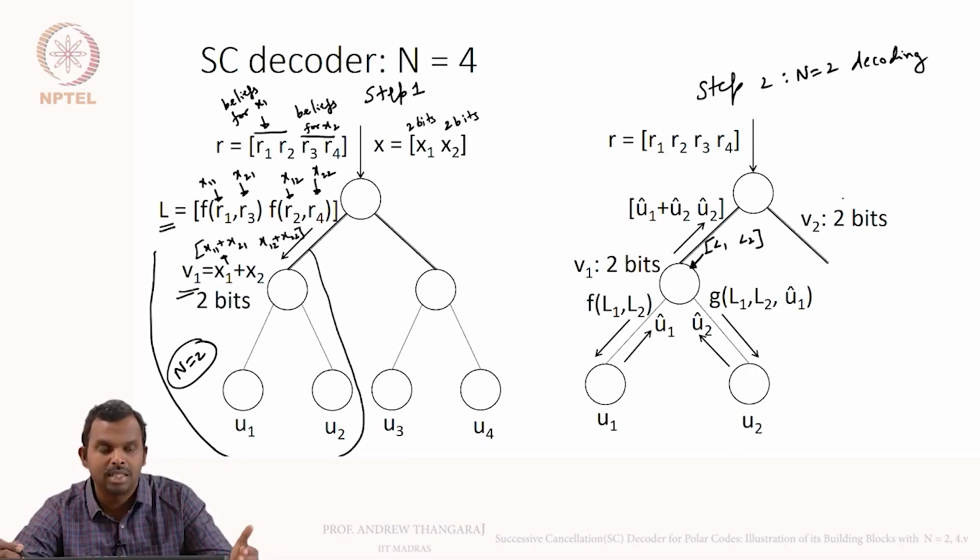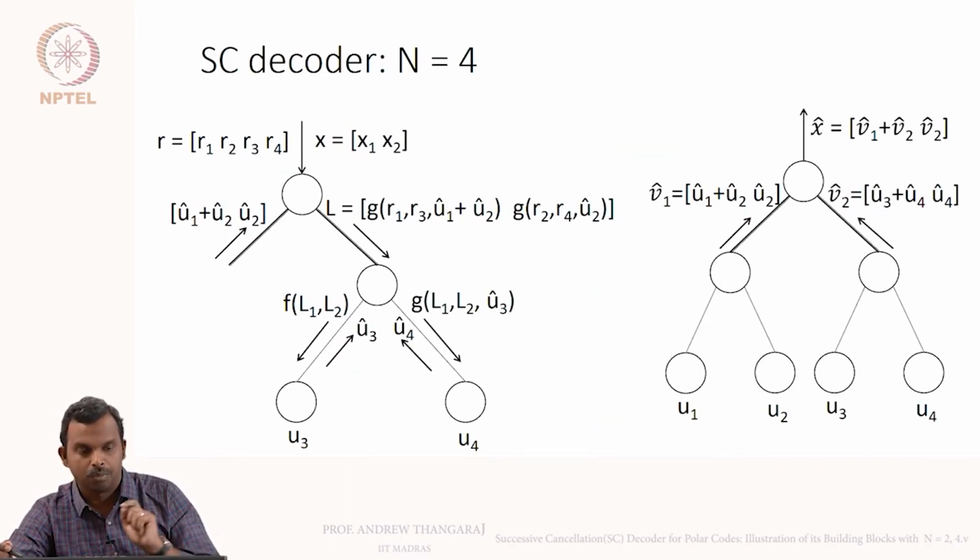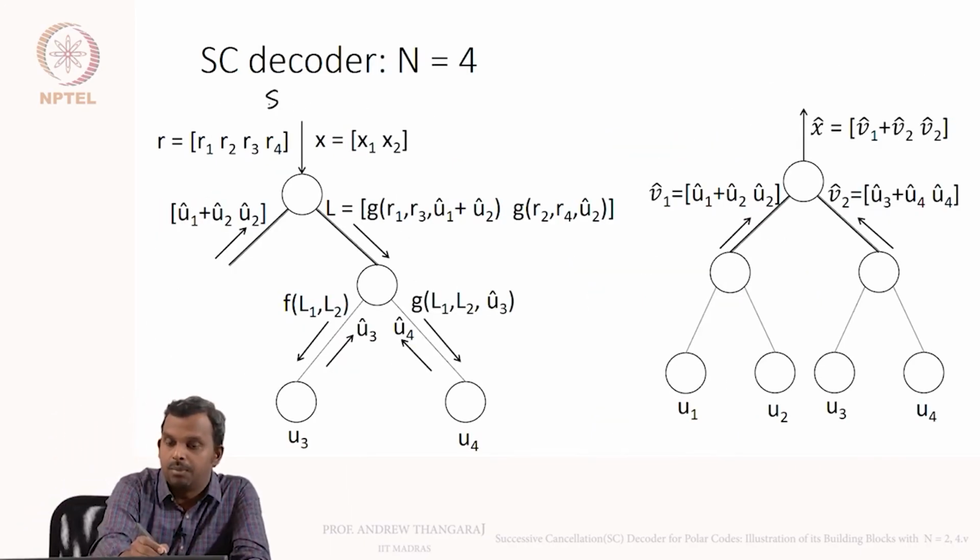How do we do that? Just like we used the function f, we'll use the function g now. But when you use the function g, remember there are 2 bits now. You have to send a vector of 2. That's the next step. So this is step 3.